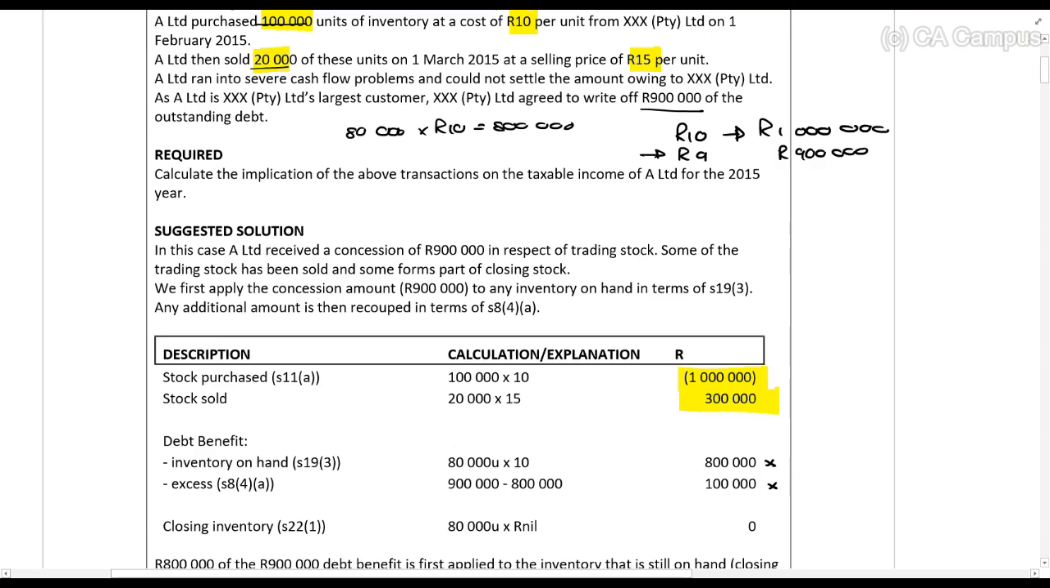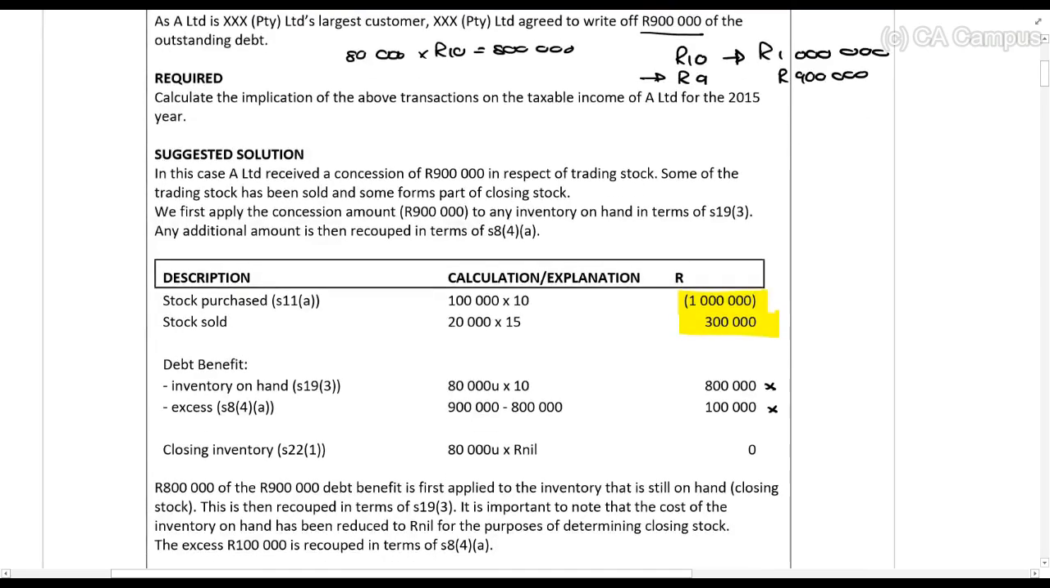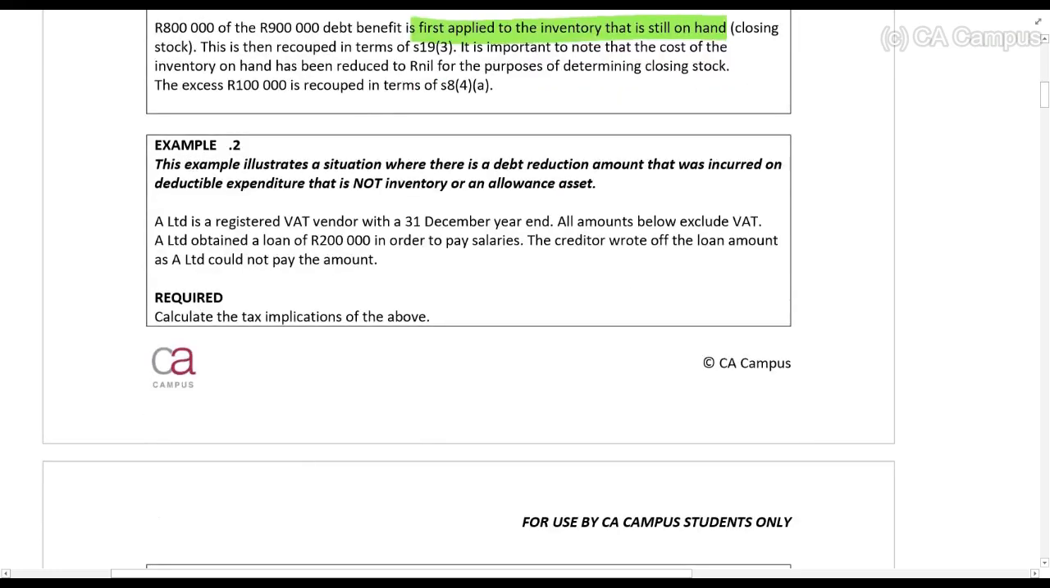So we always first apply it to the base cost of the asset, and then the rest is always a recoupment. This same principle we follow when we're looking at assets as well, like capital assets. So it's first applied to the inventory still on hand, and then the balance is recouped. Number 2, this example illustrates a situation where there is a debt reduction amount that was incurred on deductible expenditure that is not inventory or an asset.